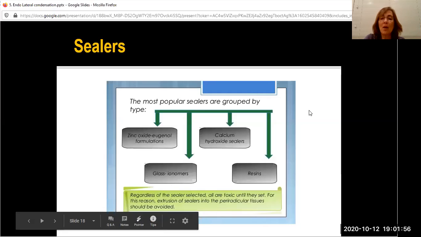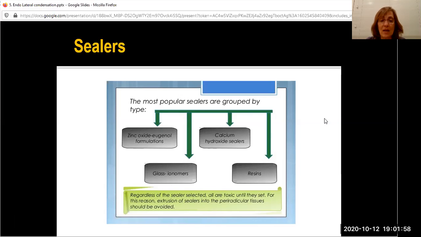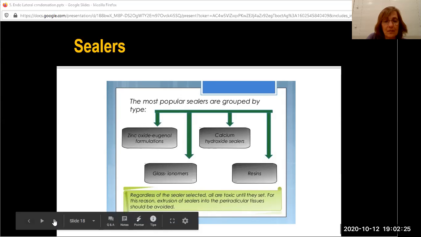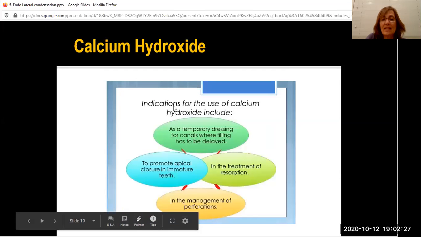Okay, the most popular sealers and why we use them: zinc oxide eugenol, calcium hydroxide sealers, glass ionomer, and resins. The one thing that you have to know about all these materials, although they are used to benefit doing a root canal and helping facilitate, if they have not been set and go beyond the apex of the tooth, they are toxic.